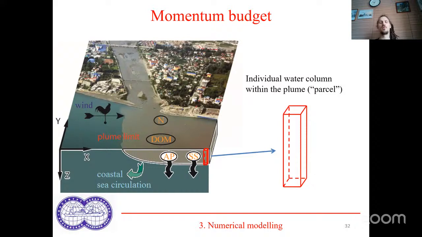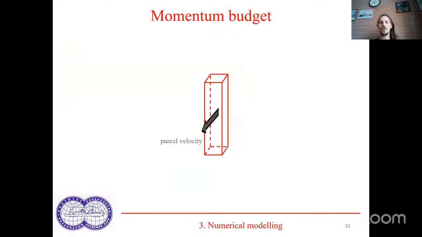As far as a river plume is adjacent to the sea surface layer, we can make a two-dimensional model. So we represent the plume as a water column which is adjacent to the sea surface, and it doesn't lose connection with the sea surface. So we have a parcel, and what kind of momentum budget do we have for the parcel?